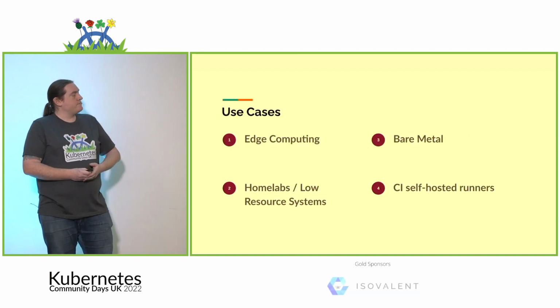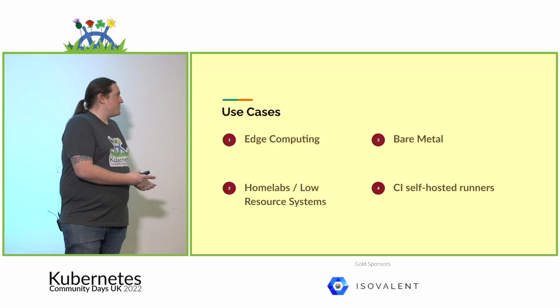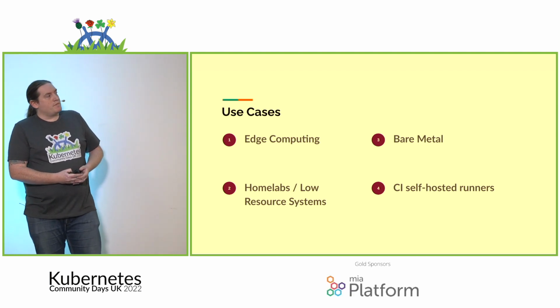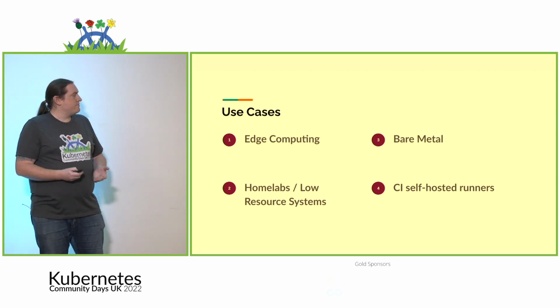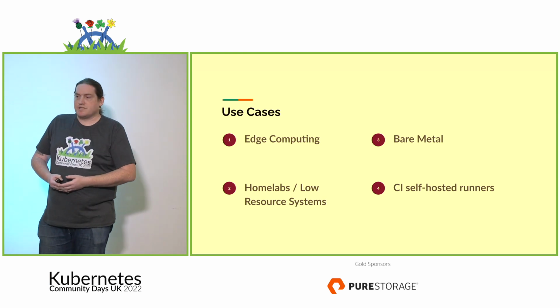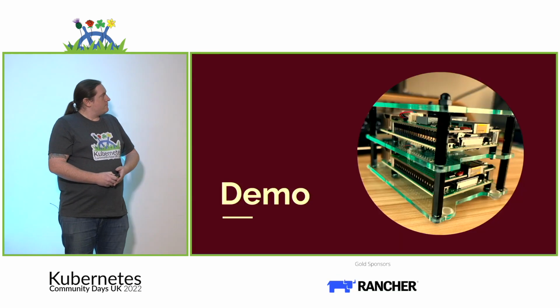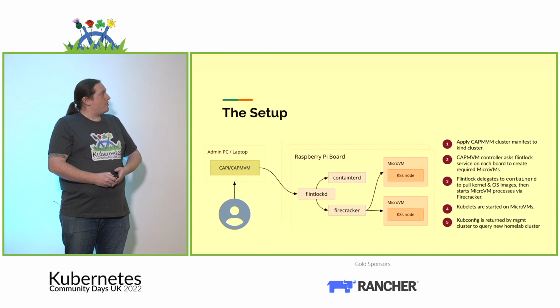Some use cases: edge computing and bare metal are obvious use cases for these. CI self-hosted runners, and home labs and limited resource systems, which we'll show you today. And so we're on to the demo.